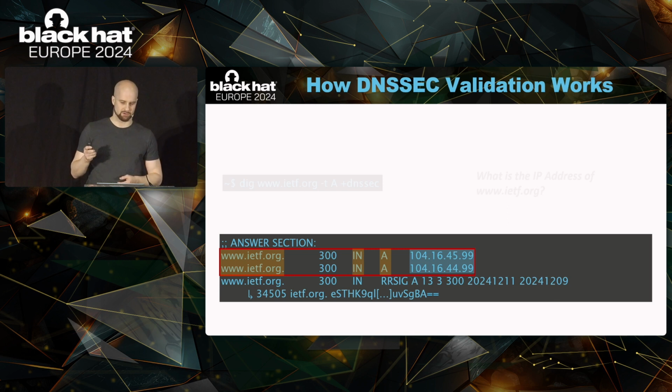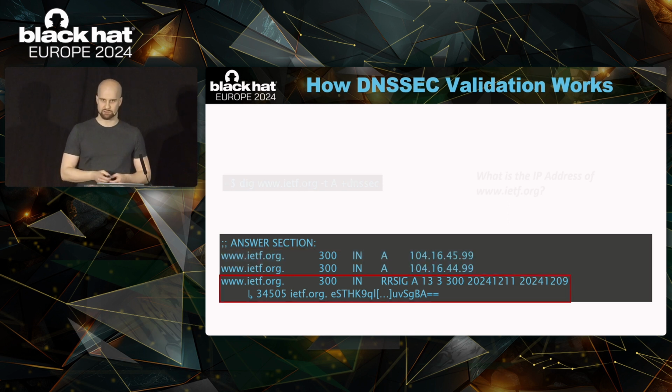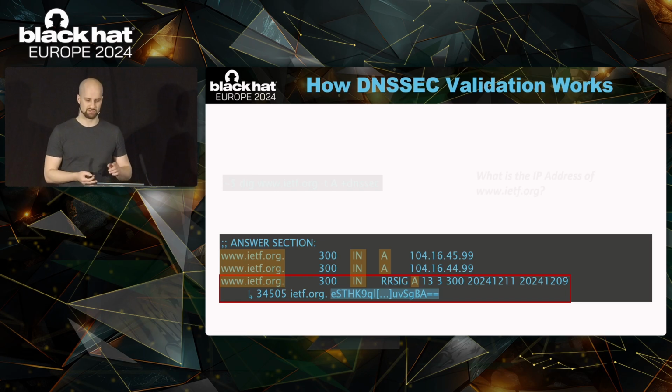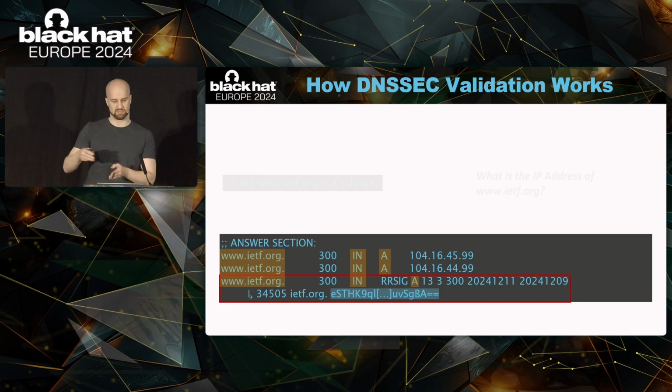We asked also for DNSSEC records, so we get our signature records as well. The signature records carry the signature and are associated with the record set by means of the name, the class, and a type covered field, which is contained in the record data.